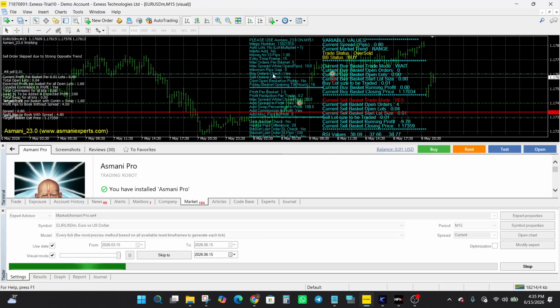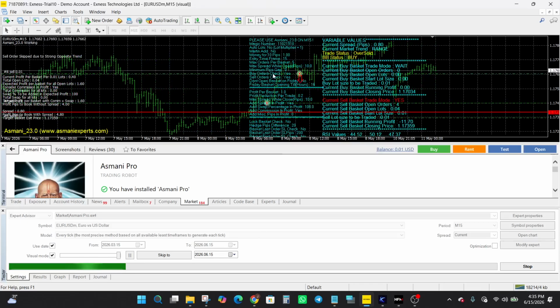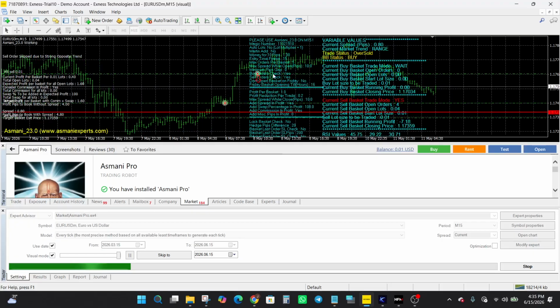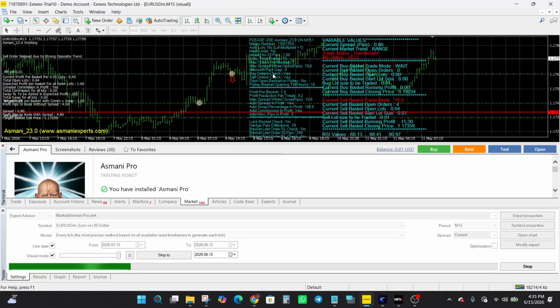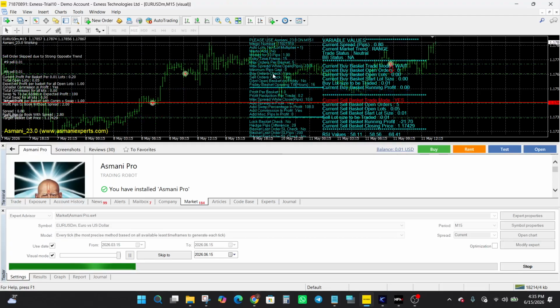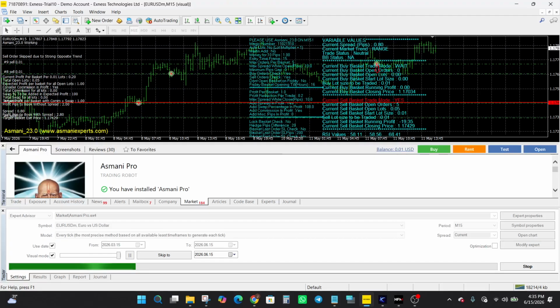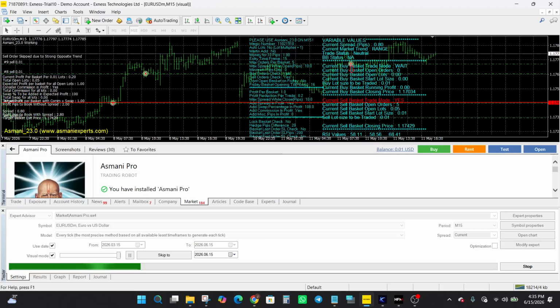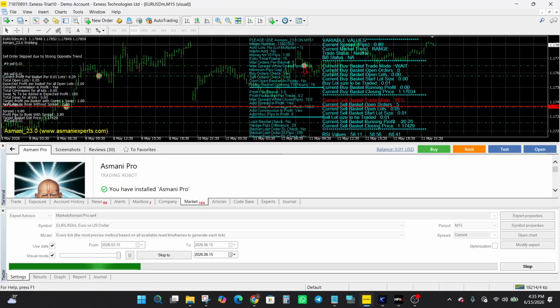Now, as with any expert advisor, historical testing performance can vary depending on spread conditions, broker execution, slippage, risk settings, and overall market conditions. These factors can significantly influence both backtest and real-world outcomes.